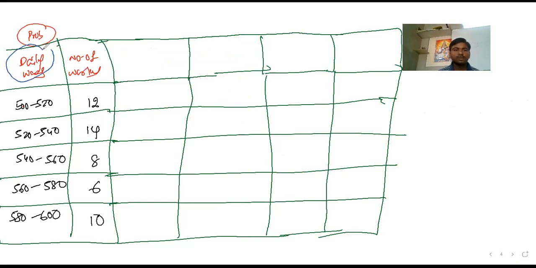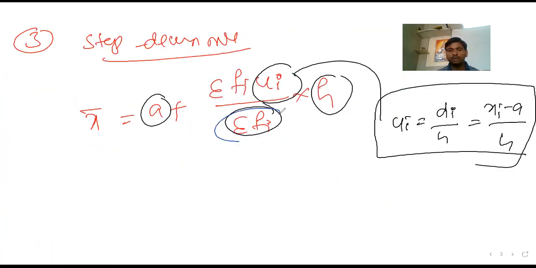So this is the daily expenses, and the number of workers. Let us take it as the frequency fi. Sigma fi you can take by adding up all: 12 plus 14, 14 plus 8, 8 plus 6, 6 plus 10. The total is 50. Sigma fi is 50. So the sigma fi answer is over. This work is already over.